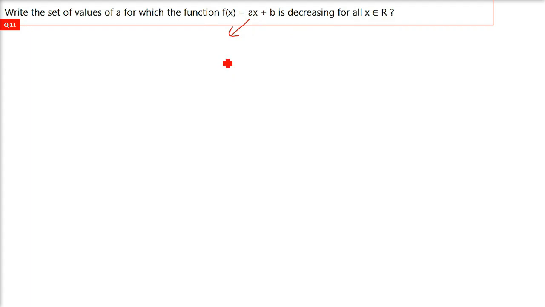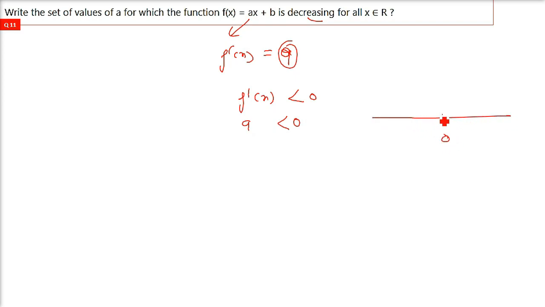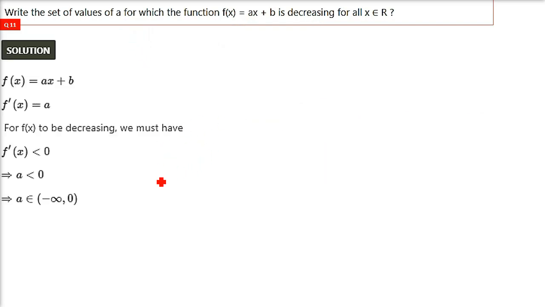Now, can there be any easier question than this until now? The differentiation f'(x) is only a. If you differentiate it, you'll get a. Decreasing for all x belonging to R means f'(x) should be less than 0. That is, a should be less than 0. If you take the number line, what are the numbers below 0? You can go to negative infinity. So a should belong to (negative infinity, 0). This is the set of values which a can take for a decreasing function, and this is the solution.